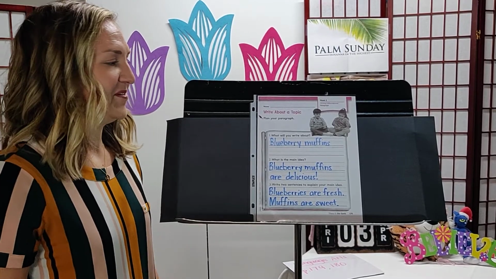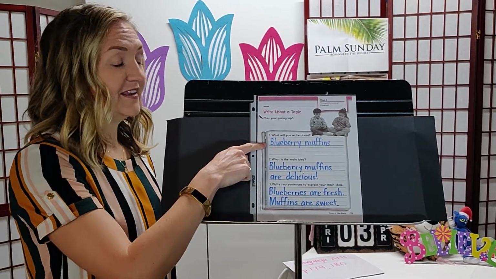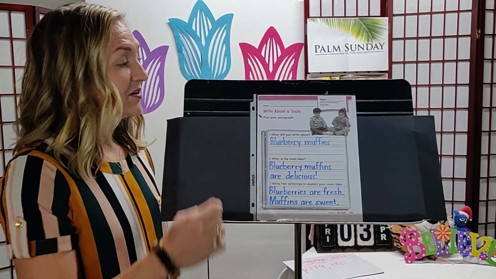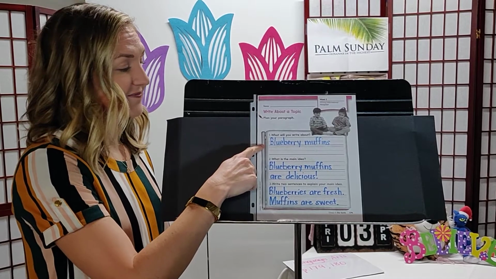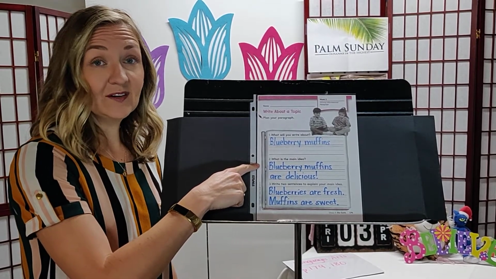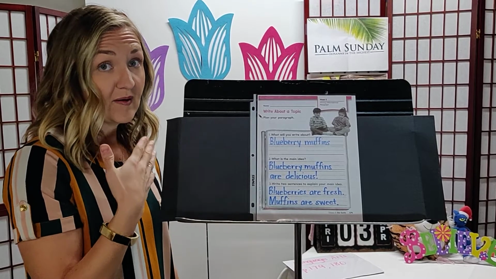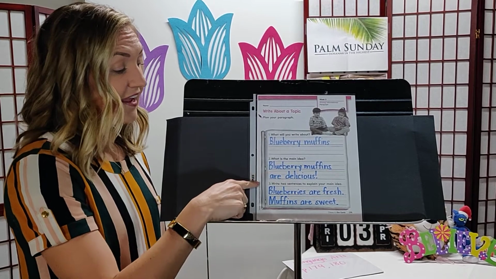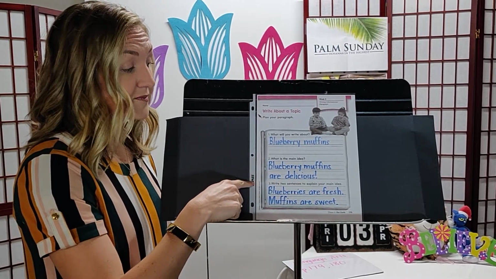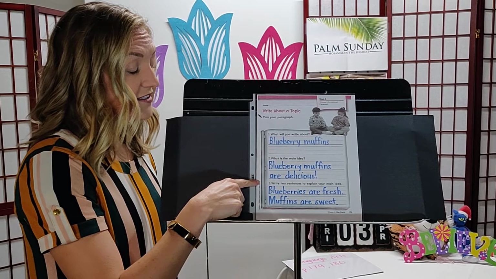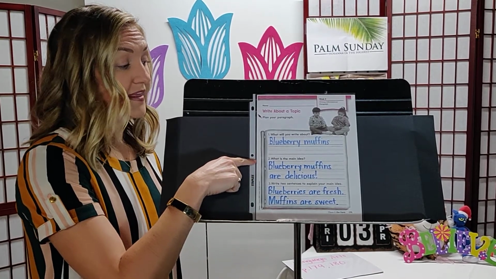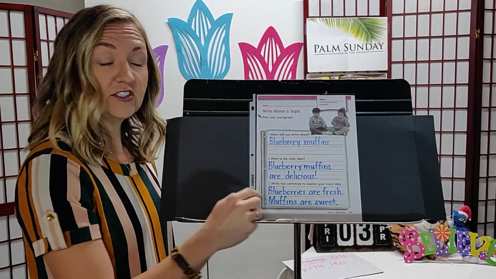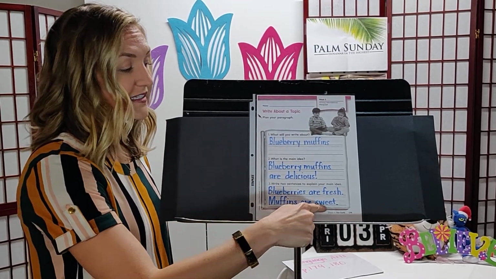Here is my example. I chose my topic to be blueberry muffins. They're one of my favorite breakfast treats. So I'm going to write about blueberry muffins. And number 2, what is the main idea? Well, my main idea, my opinion, is that blueberry muffins are delicious. And number 3, write 2 sentences to explain your main idea. So I need to describe why this is true for me, that blueberry muffins are delicious. So here I said, blueberries are fresh and muffins are sweet.